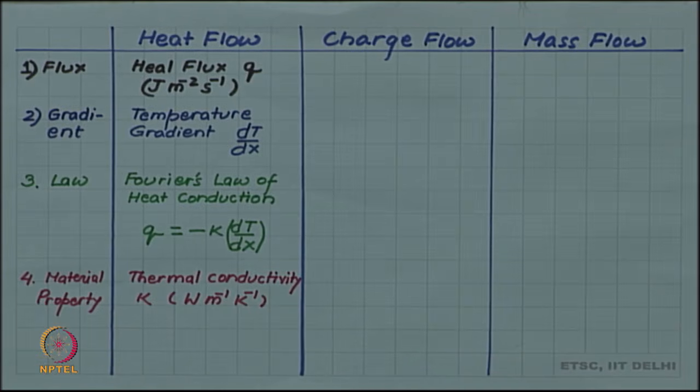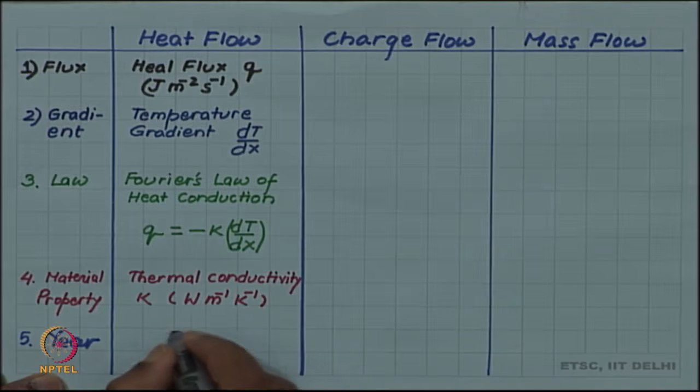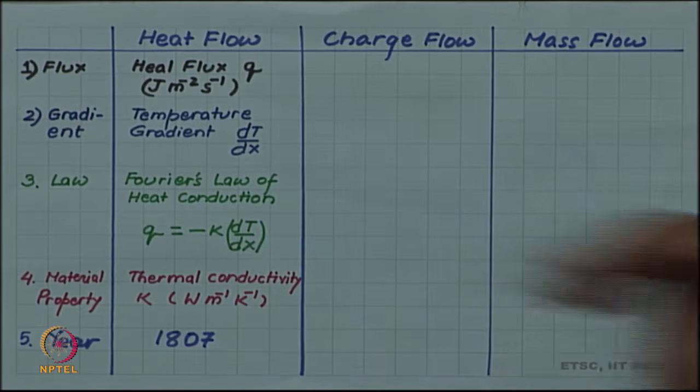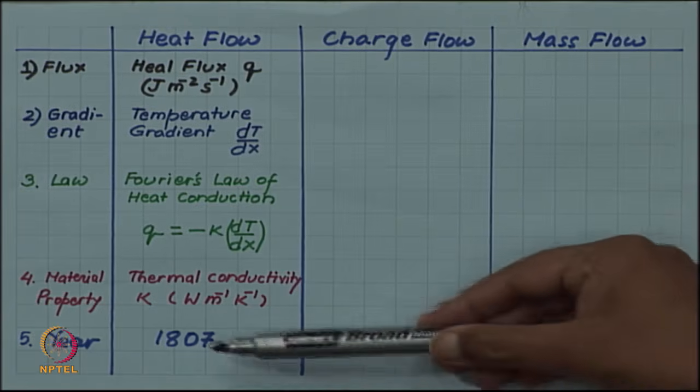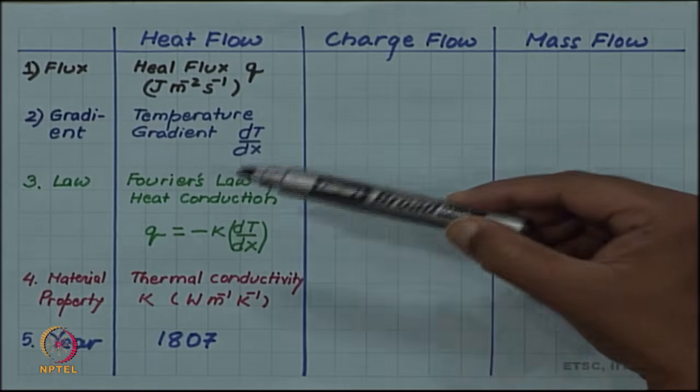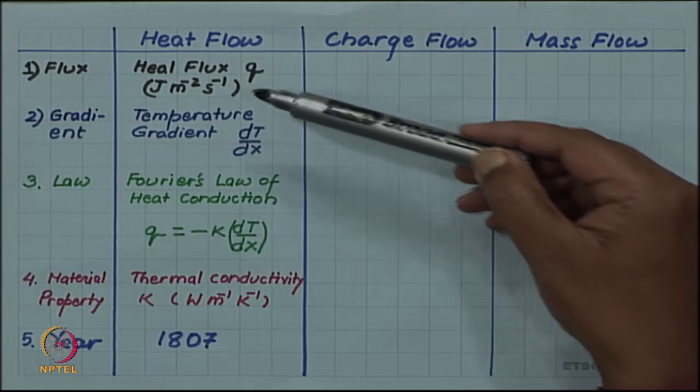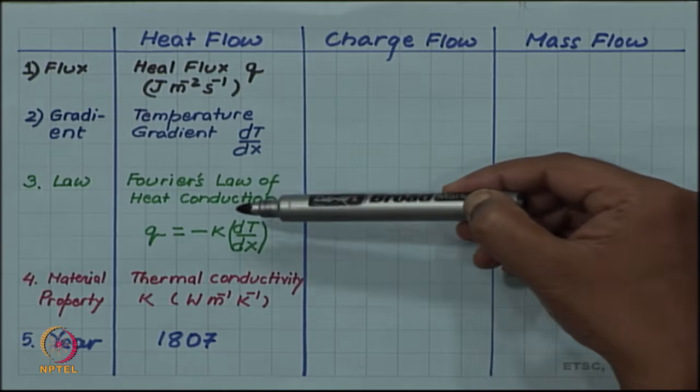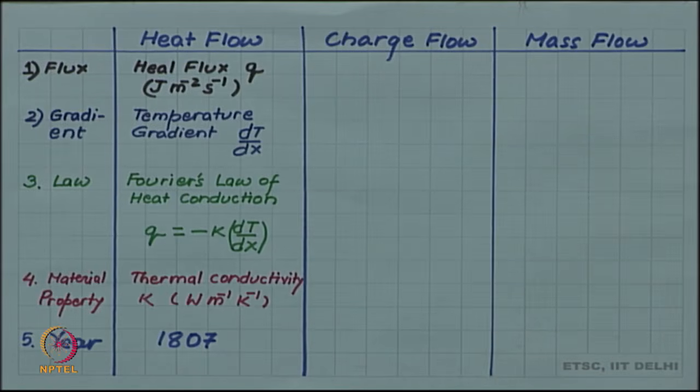And finally, for our historical record, let us write down the year in which it was discovered. This is a very old law, more than 200 years now: 1807. So, more than 210 years ago, Fourier established how the heat flux is related to the temperature gradient, and that law we know as Fourier's law of heat conduction.